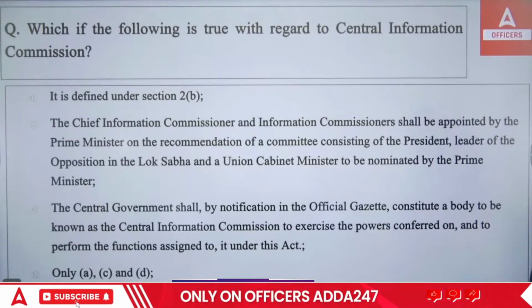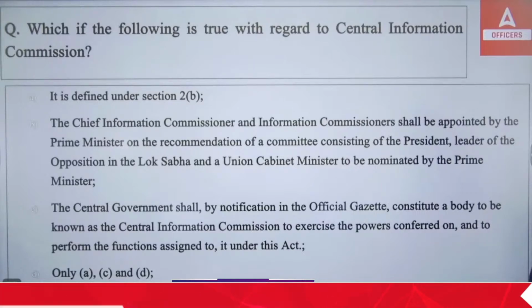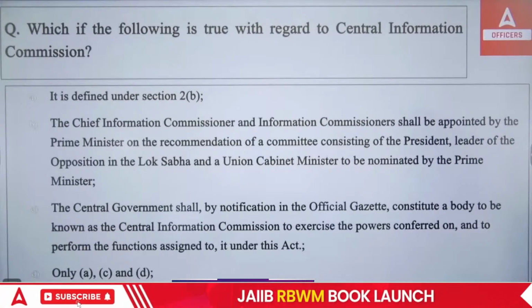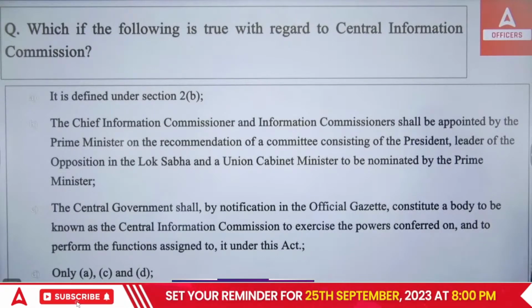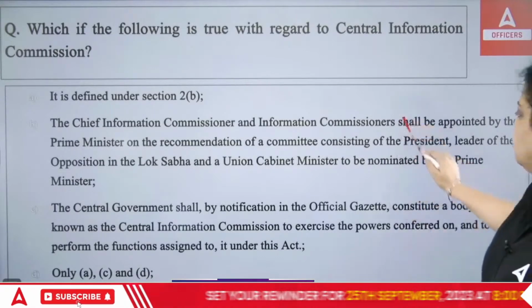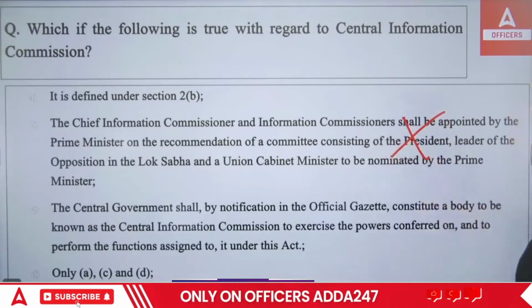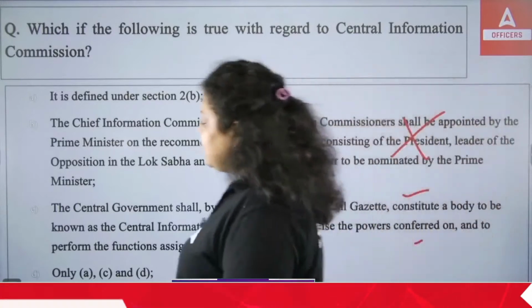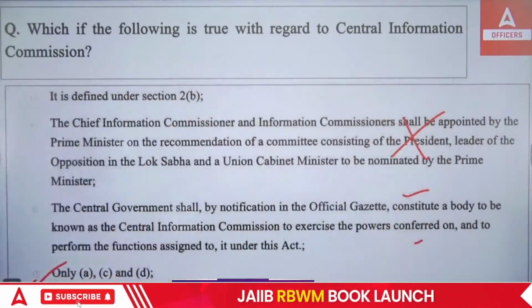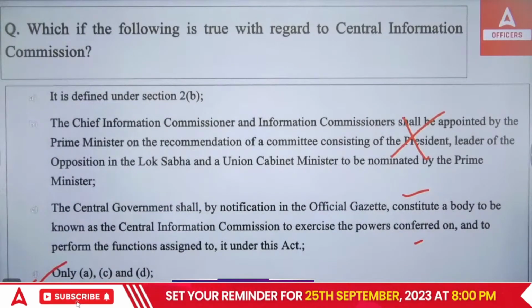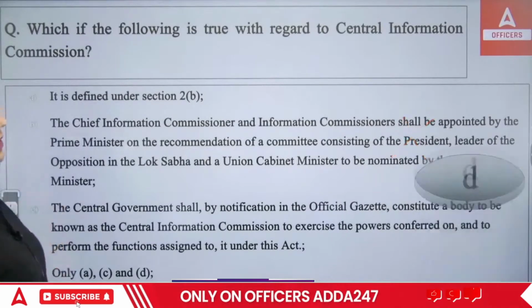And the right answer for this particular question will be: the first is true, that it is defined under section 2B. The second is not true regarding the Central Information Commission. The third one is true. The fourth one is true. It means A, C and D is the right option, but not the B one. Okay, so the right answer will be D.